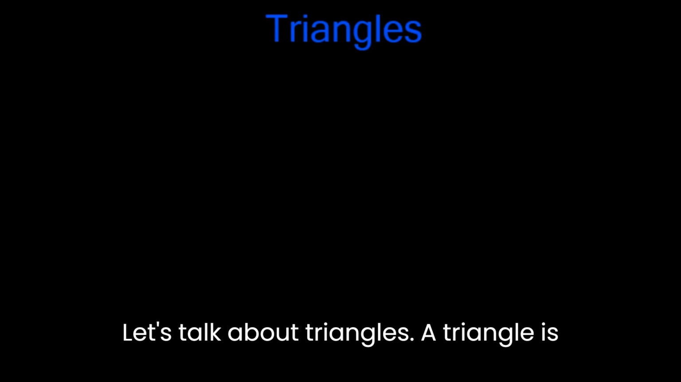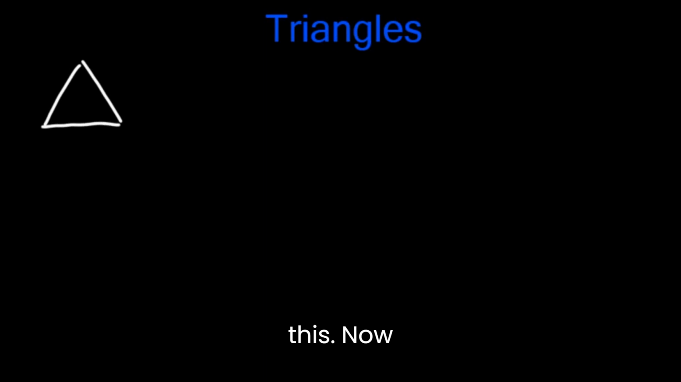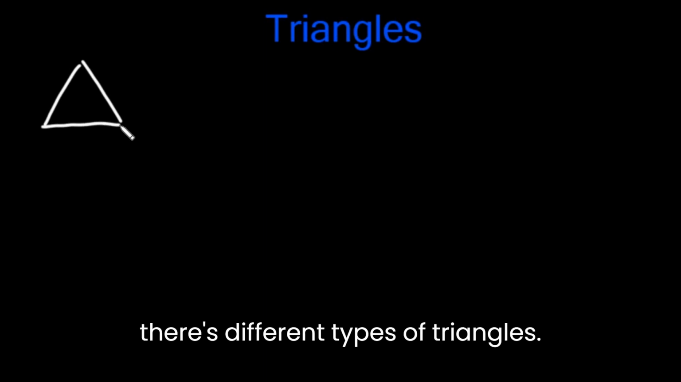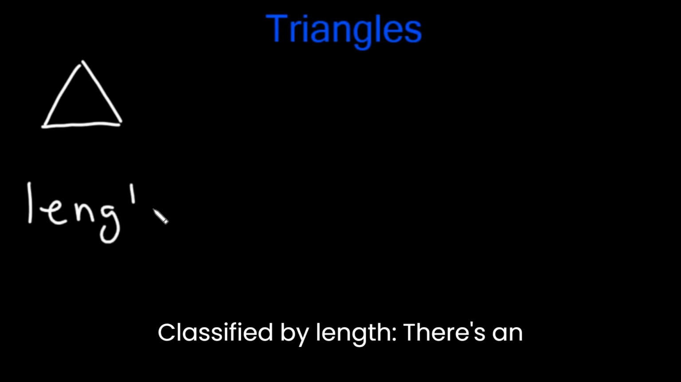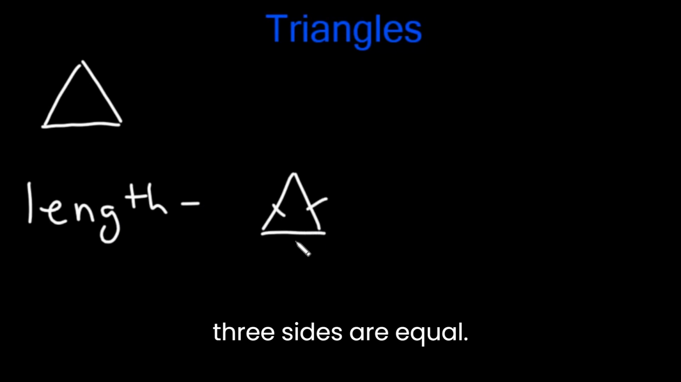Let's talk about triangles. A triangle is just a three-sided shape that looks like this. Now, there's different types of triangles. Classified by length, there's an equilateral triangle where all three sides are equal.